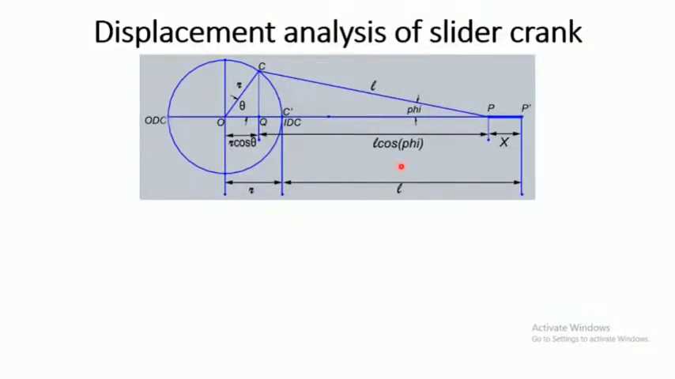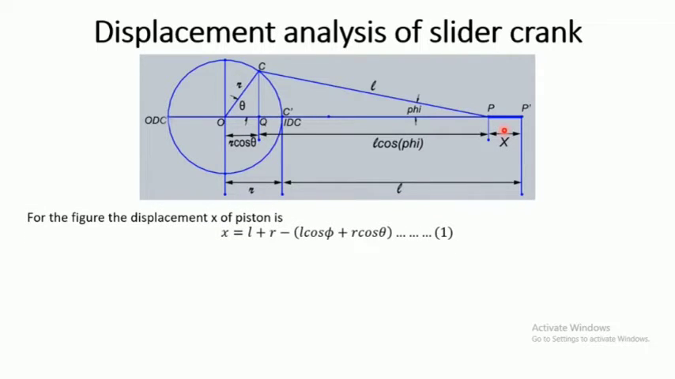Here we have a slider crank mechanism with a crankshaft, connecting rod and a cylinder. When the crank moves from point C dash to C, the piston moves from P dash to P, and we have to find the displacement covered by the piston from point P dash to P, which is equal to x. Now how can we find the value of x?